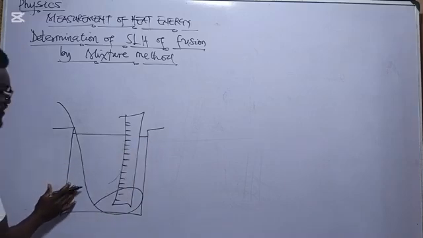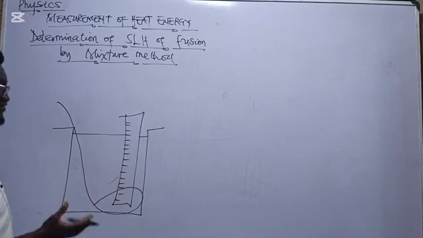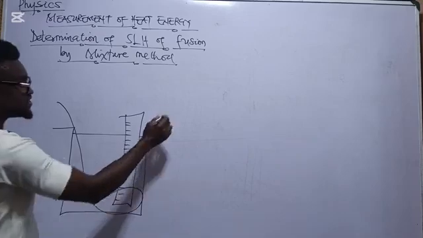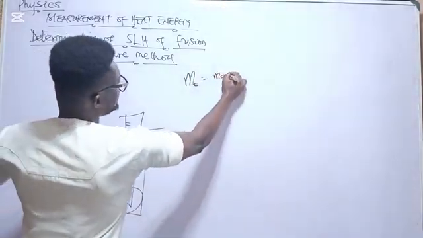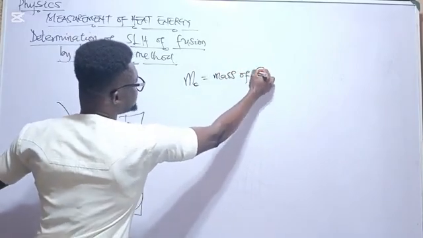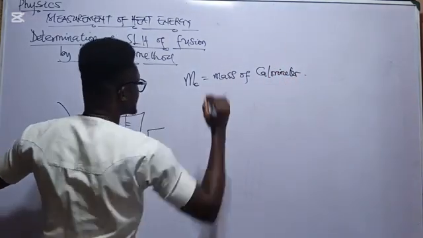At this point, you have to weigh the calorimeter in order to obtain the mass of the calorimeter. So once you weigh it, you are going to get the mass of the calorimeter. We refer to this as the mass of the empty calorimeter.